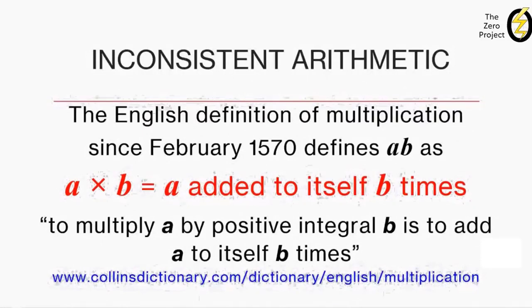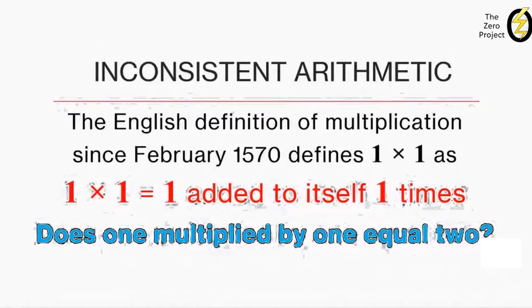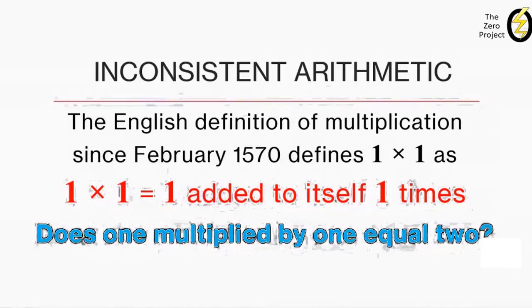Then we had a bit of an argument because my teacher said 2 multiplied by 3 was 6, and yet the definition that she gave, 2 multiplied by 3 equals 2 added to itself 3 times, had been wrong for the previous 398 years. So from 1570, if we passed the English language definition of multiplication literally, 1 multiplied by 1 would equal 1 added to itself 1 time, and that equals 2.